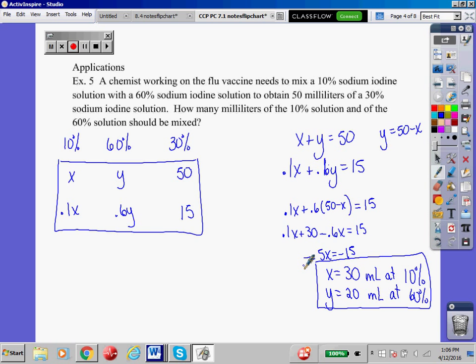Now, in a word problem, it's going to be really, really important that you're identifying what you're finding. Don't just put 30 and 20. Now we're talking about different things. So when I worked this out, I got x was 30. Well, that represents 30 milliliters at the 10% solution. Well, you know there's a total of 50 milliliters, so the other one has to be 20 milliliters at the 60%.